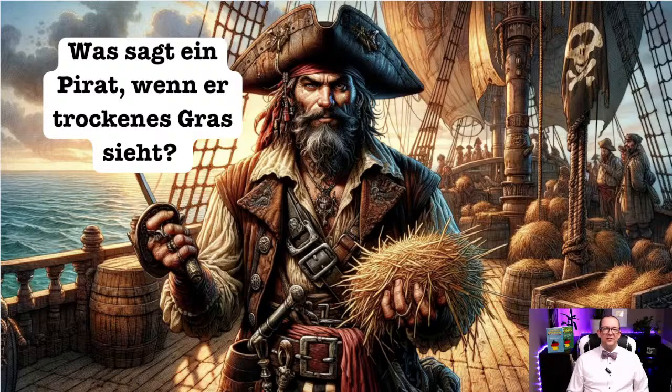That is the question, and I have another wonderfully AI-generated image here for the thing that we have. Yeah, the thing with the stuff. You know what I'm talking about. Anyway, so the image here. We're gonna go to the answer to the question: what does a pirate say when he sees dry grass?